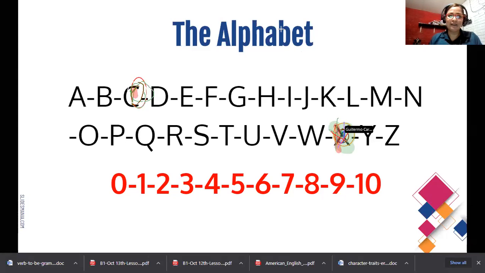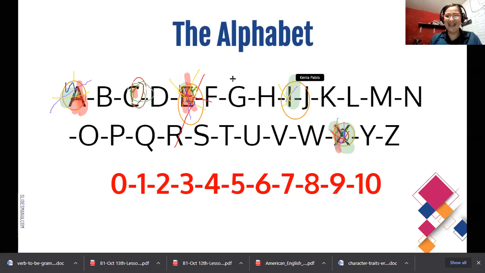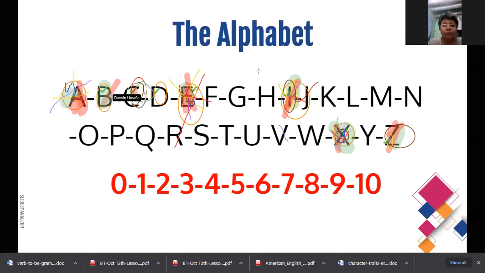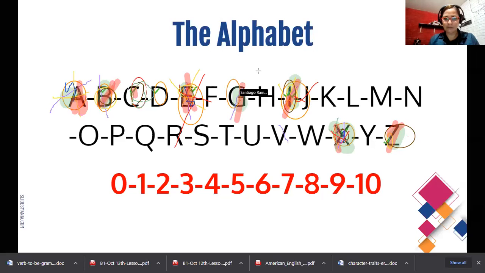Letter A. Okay. Letter E. Excellent. Letter I. Ahí vamos haciendo el más rápido, ¿verdad? Letter I. Very good. Letter Z. Excellent. Letter B. Excellent. Letter G. Okay. Letter J.